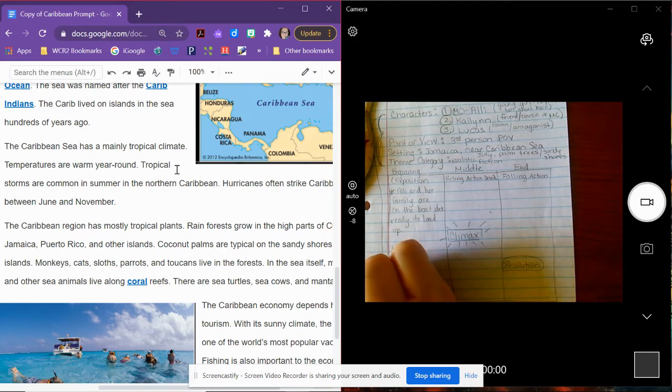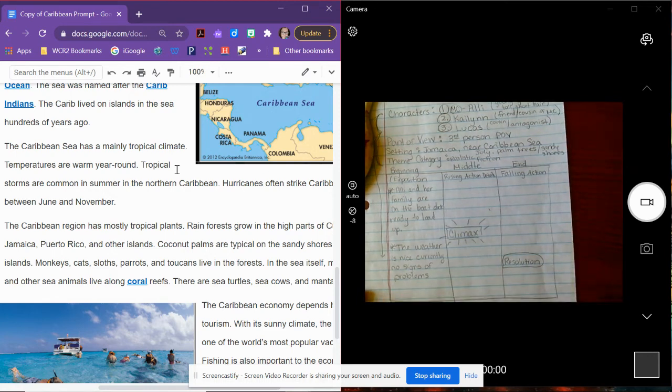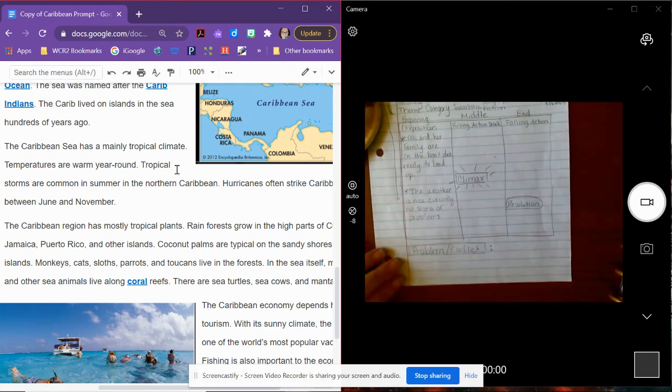And then I'm going to say the weather is nice right now in the beginning, because since our problem is about the weather, we're going to say the weather is nice currently. No signs of problems. All right, so I'm going to put down here my problem or my conflict at the bottom.